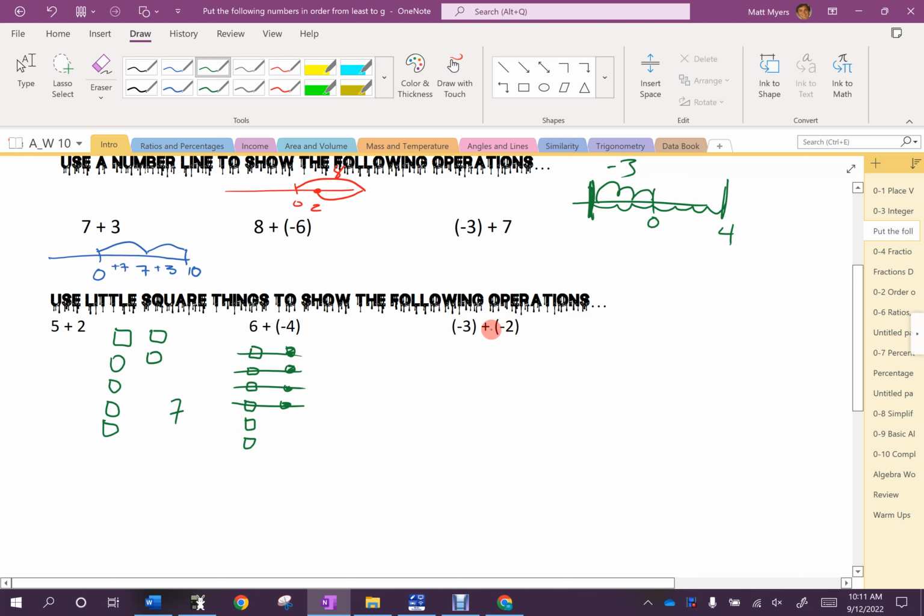Draw 3 negative. How do I draw a negative? Color it in. Shade it in. 1, 2, 3. Then what? 2 more. 2 more negatives. And what's my answer? 5. You count. -5. Done. Easy peasy lemon squeezy, yeah?